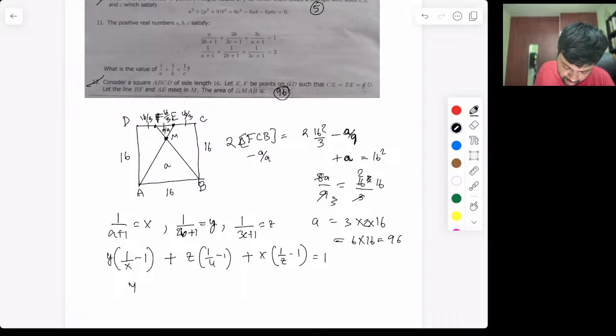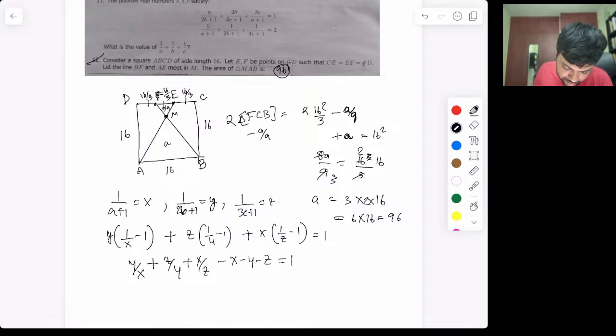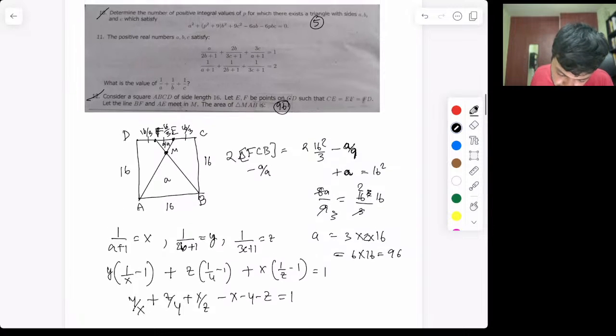So you have y by x plus z by y plus x by z minus x minus y minus z is equal to 1. What do we want? We want 1 by y minus 1 by 2. We want 1 by x minus 1 plus 1 by y. I think it's too much to do this, is it? 1 by A. Can we sort of guess an answer here or something? How do I get this? So should I?